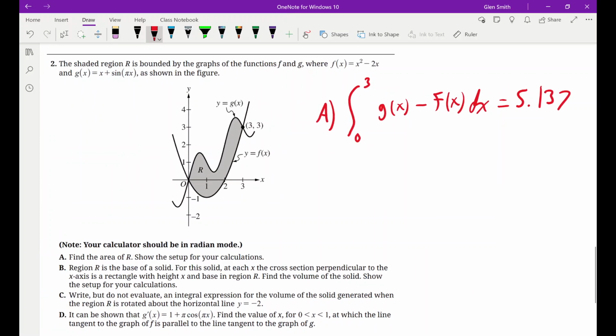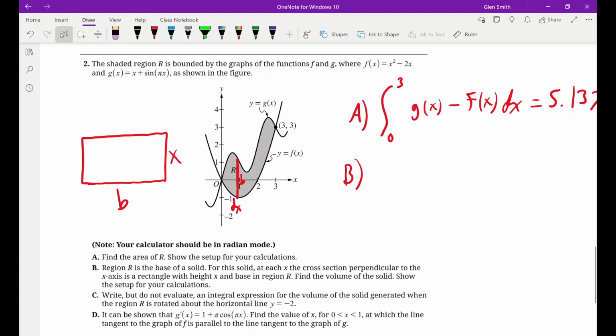Okay. B. It says R is the base of solid. The solid at each x cross section, so perpendicular. So the bases look like this. They're perpendicular like that, which means we're dealing with a dx. Okay. It's a rectangle with a height x and base in the region. So I definitely heard about this question too. What that means is this red line here, which I'm going to call B, is the bottom of a rectangle. Okay, so this is this B there, that line. And the height of this rectangle is x. And it's really going to be like a really infinitely thin rectangular prism, which I'm drawing poorly here, but forgive me. It has a thickness of dx. That's what we're really doing here.